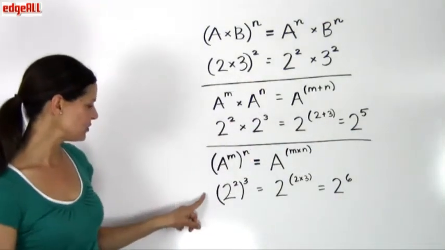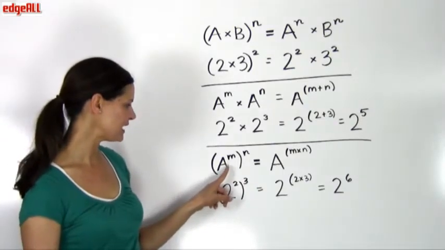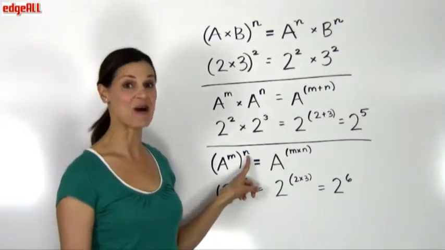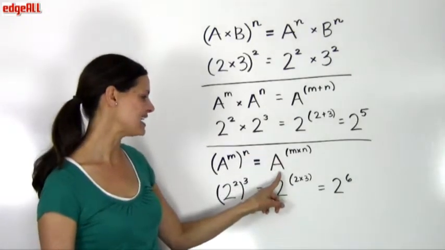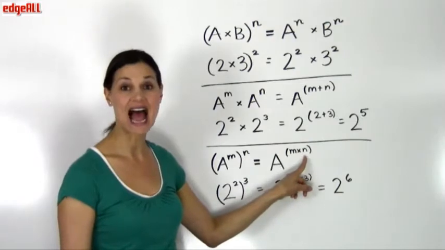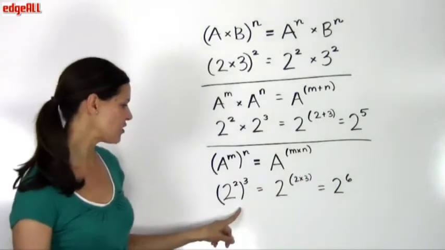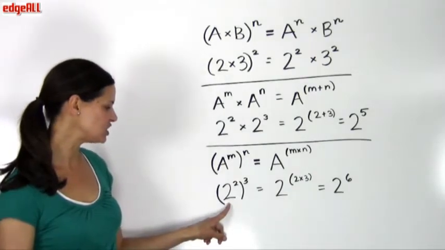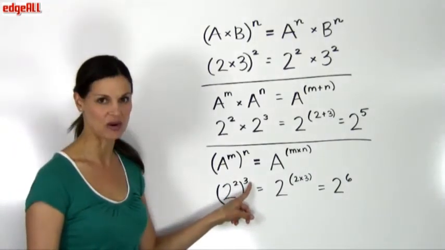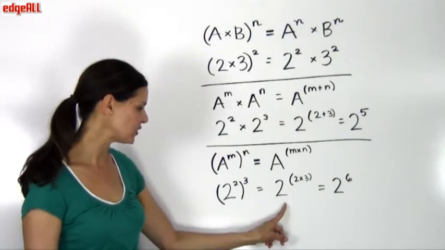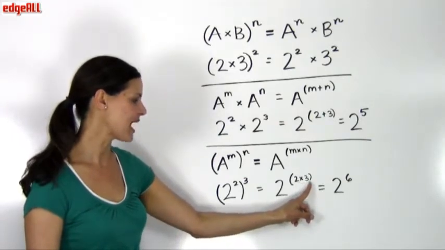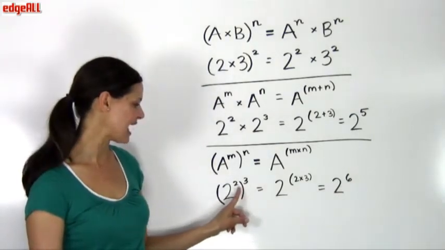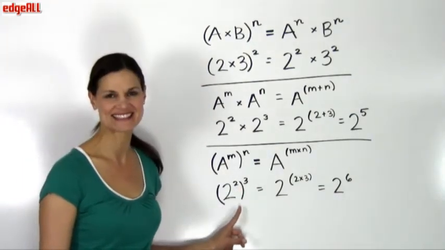And in this third rule, if I have a number raised to the m power and then that's raised to the n power, it's the same as that number to the m times n power. So for an example of this written with numbers, if I have 2 squared to the third power, it is equal to 2 to the 2 times 3 power, or 2 to the 6th power. So I simply multiply these exponents.